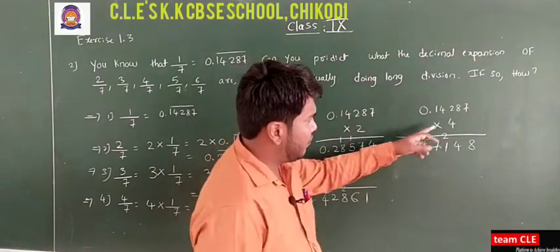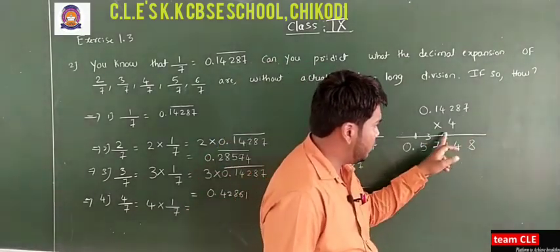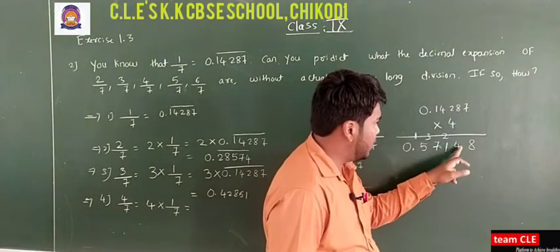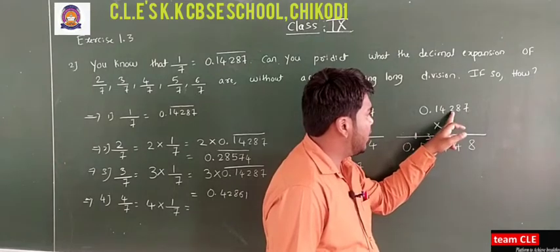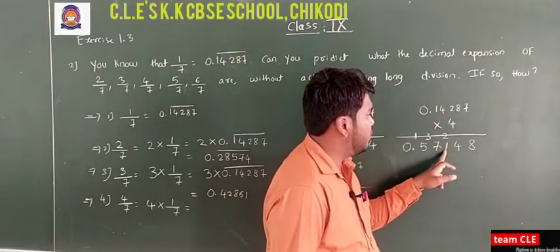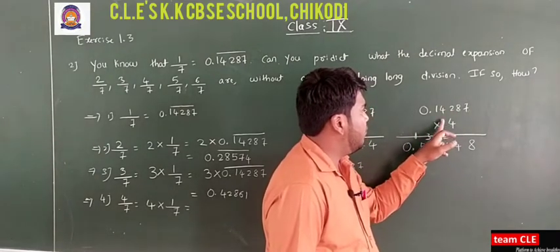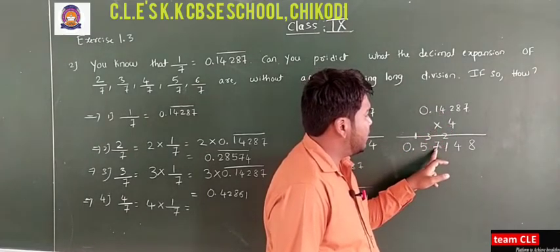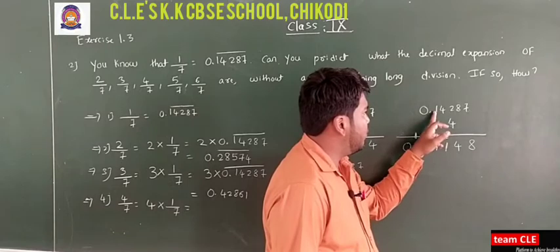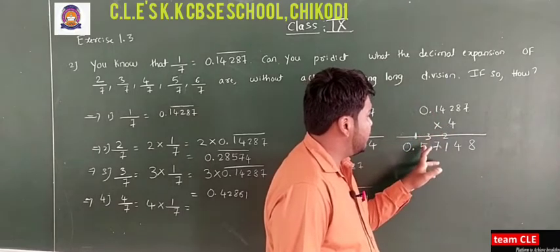So once again, 4 7s are 28, 2 carry. 4 8s are 32, 32 plus 4 is 34, again 3 carry. 4 2s are 8, 8 plus 3 is equal to 11, again 1 carry. 4 4s are 16, 16 plus 1 is equal to 17, 1 carry. Again 4 1s are 4, 4 plus 1 is equal to 5.